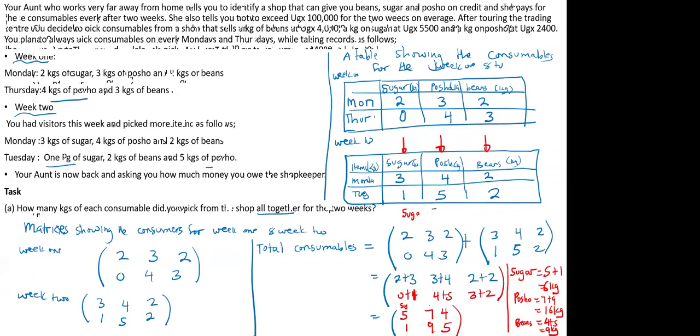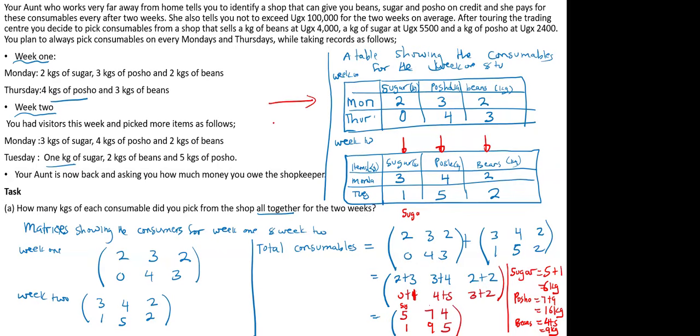So that is how I'm going to conclude. So I will conclude that, let me say, the total number of kilograms for sugar was 6 kilograms. For posho, 16 kilograms. For beans, 9 kilograms. That's how we conclude. But don't forget that one column is for sugar, another one is for posho, another one for beans.